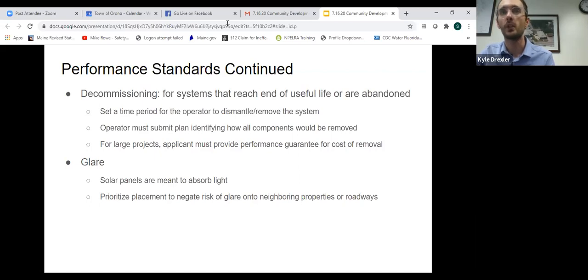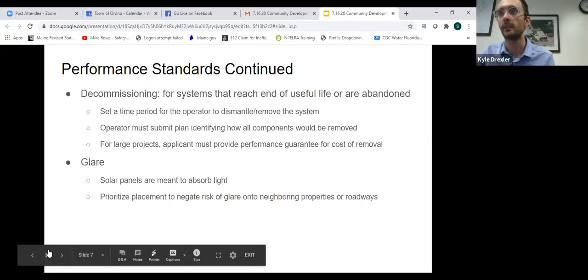And then for those larger projects, like we have for subdivisions or bigger site plans, upfront, the applicant provides a performance guarantee for the cost of the removal of the system. If for some reason they abandon it and choose not to remove it on their own, then the town would have the financial capacity to take care of that process.